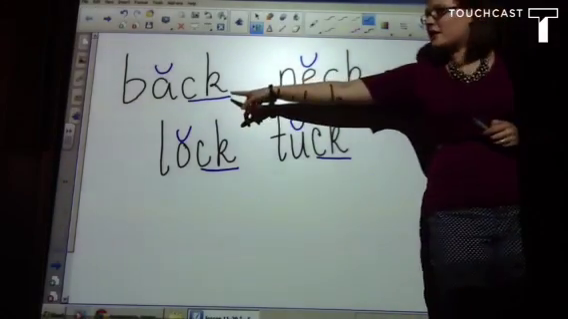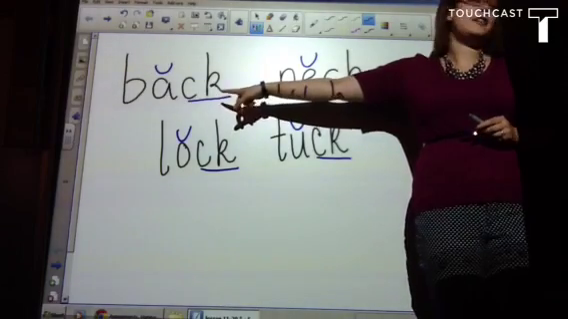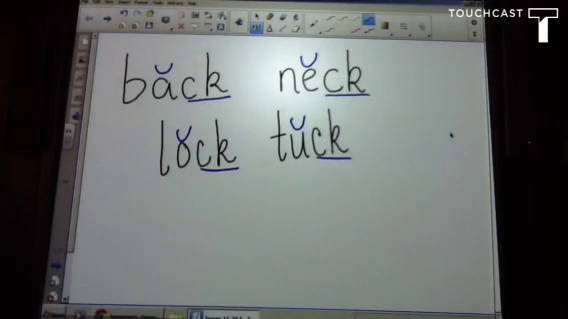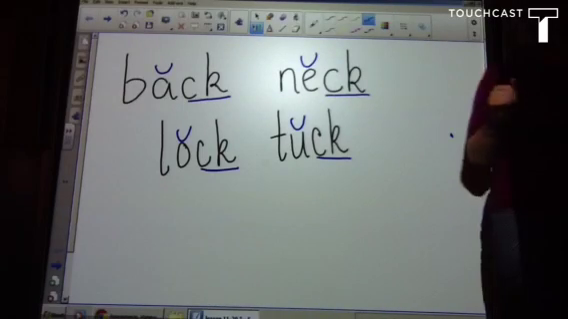Can you read this word? Back. Can you use it in a sentence? Go back to where you came from, monster. All right. What about this word? Neck. Can you use it in a sentence? Chickens have really skinny necks. That's okay. That's plural. We would add an S to it.